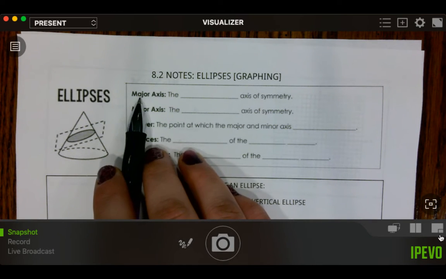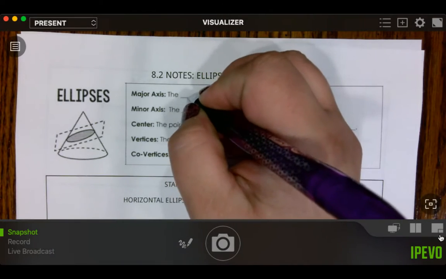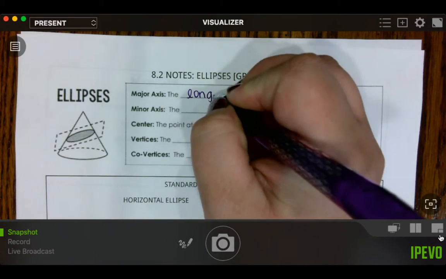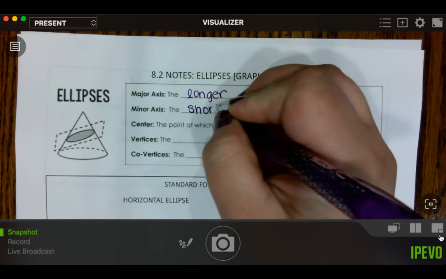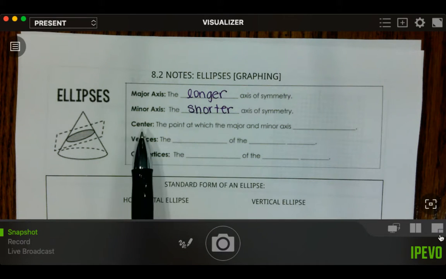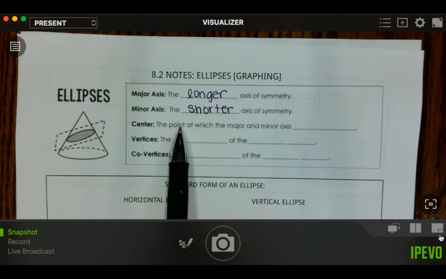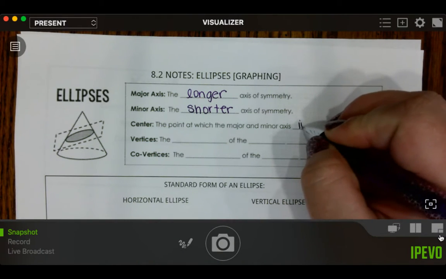First things first, the major axis is always going to be the longer axis of symmetry, and the minor axis is always going to be the shorter one. It's not really that hard to keep track of them because one's longer, one's shorter. Major usually means something bigger anyway. Minor usually means something smaller anyway. The center is just like the center of a circle, so it's the point in the middle where the major and the minor axis intersect.